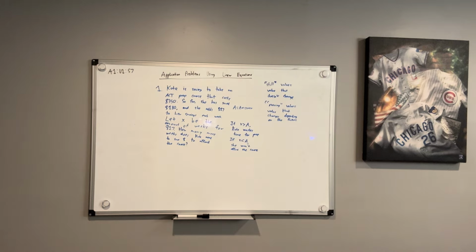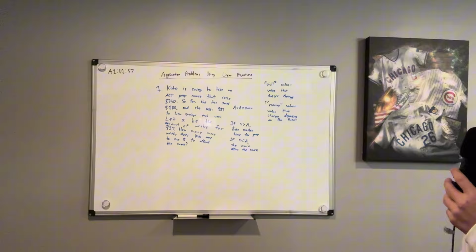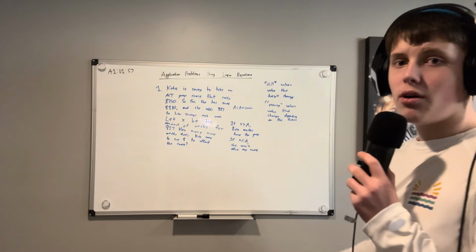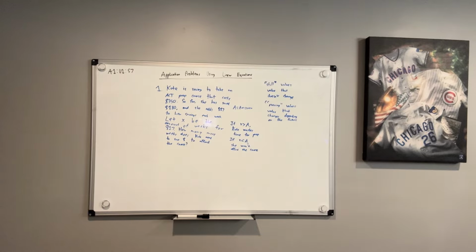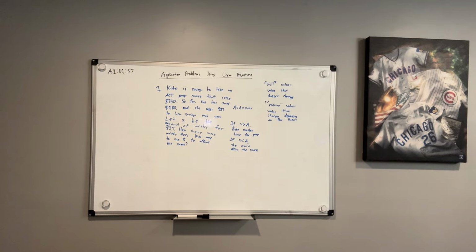Now here are the penalties. If you get an answer for X that is above the answer, then Kate will waste time for preparation. But if it's less than the answer, she won't afford the ACT prep course. Now remember these definitions, still values and moving values. So go ahead and pause the video right now, and we'll solve it together once you got it. Good luck.